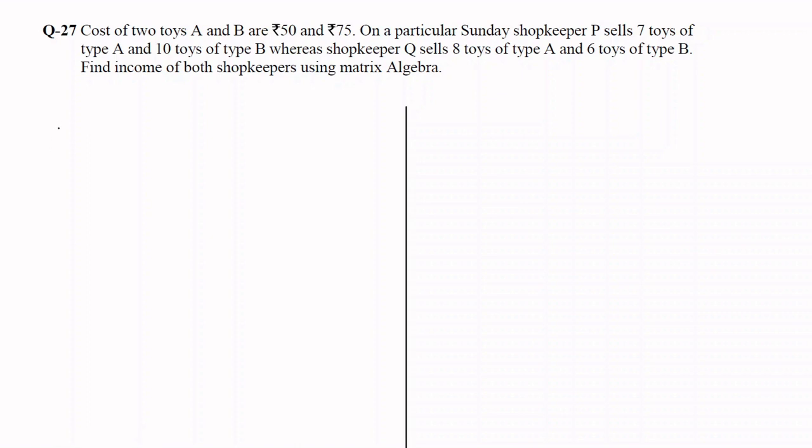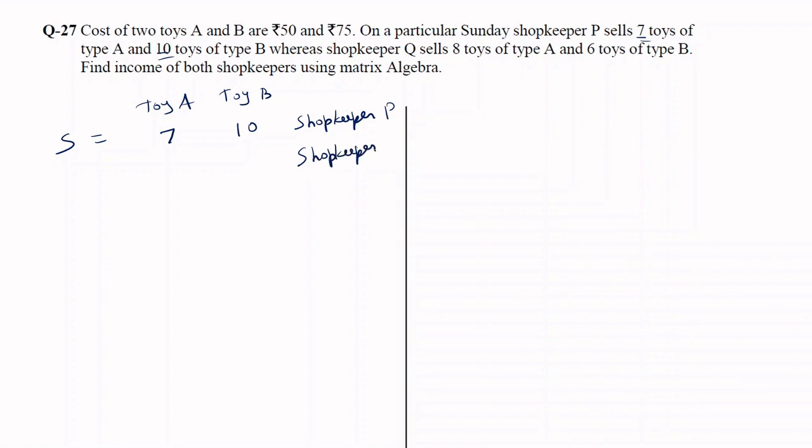So first let us write the sales matrix. The sales matrix is given by, so here we take the toys in the columns, toy A and toy B. The first row is for shopkeeper P. Shopkeeper P sells 7 toys of type A and 10 toys of type B. And shopkeeper Q sells 8 toys of type A and 6 toys of type B.